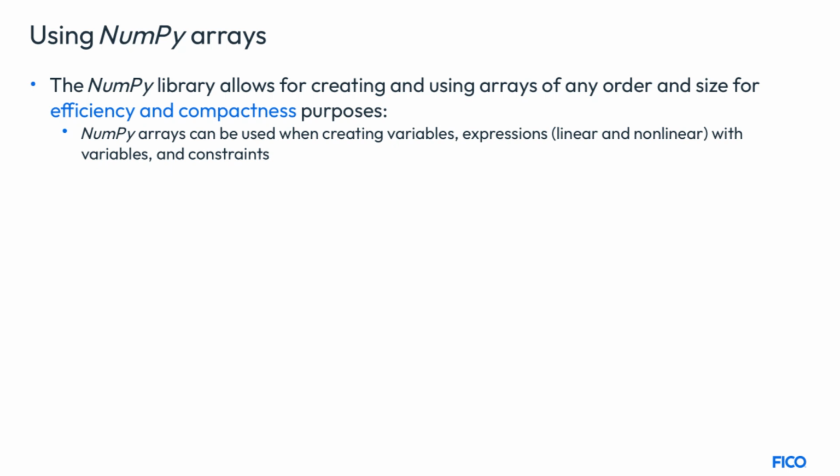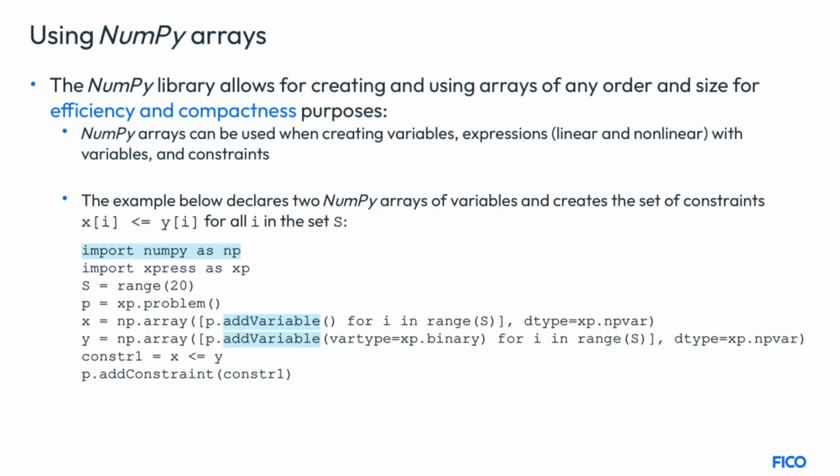The Express Python interface allows for the creation of variables and linear or nonlinear constraints in the form of NumPy arrays. In this code snippet example, the NumPy library is used to create two NumPy arrays of variables and a set of constraints in an efficient way. Note that the dtype must be defined as xp.npvar when using the problem.addVariable function.